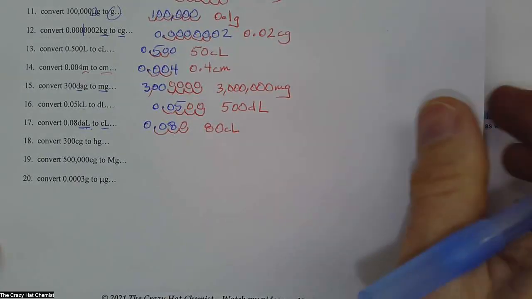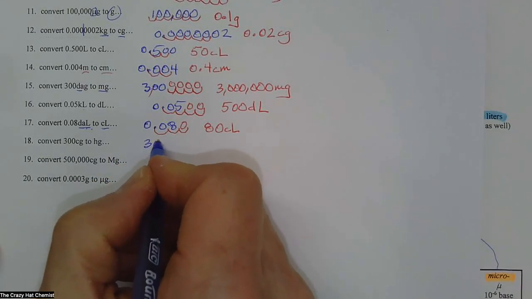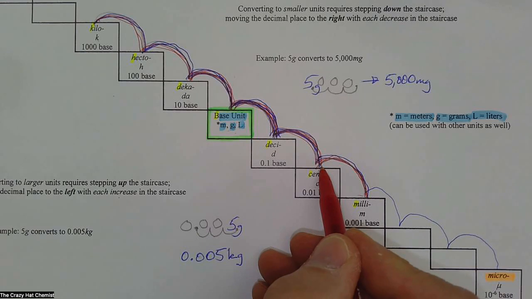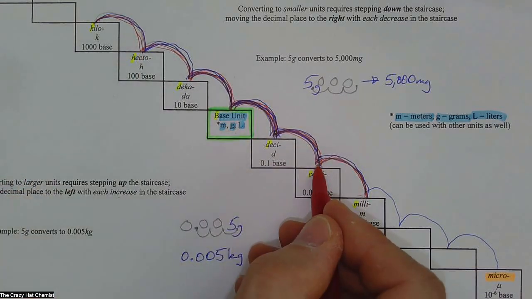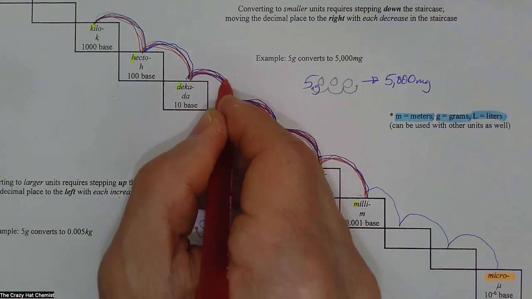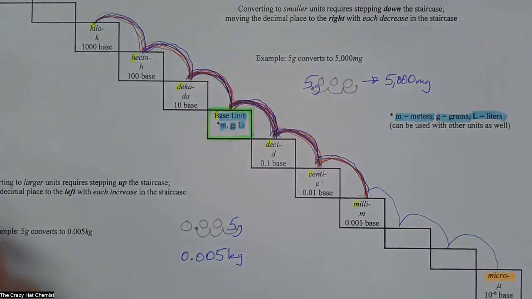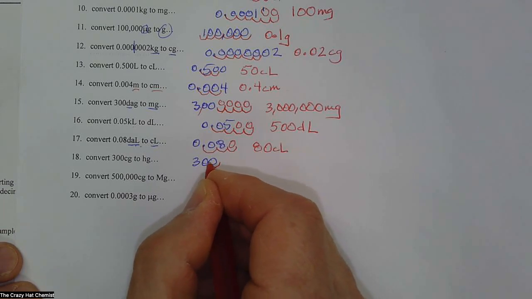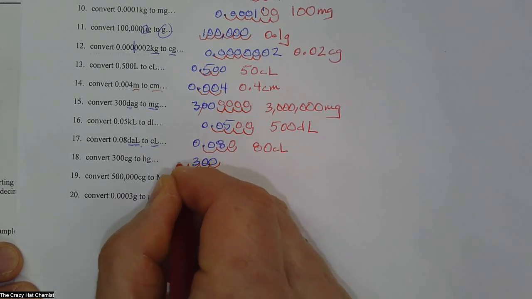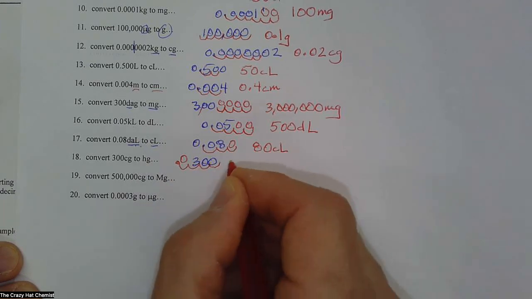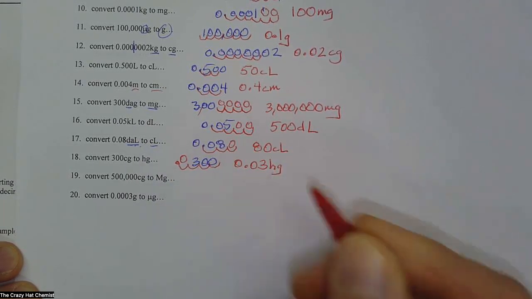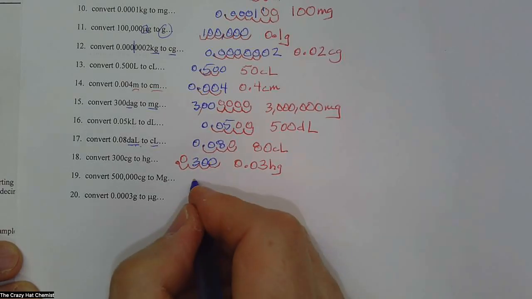All right, perfect. We have 300 centigrams to hectograms. Centi to hecto. So centi is right there. Hecto is right there. So we're going to go 1, 2, 3, 4 to the left. 4 to the left. There's our decimal. We're going to go 1, 2, 3, 4 to the left. That's a 0. That's our new decimal, 0.03 Hg, hectograms.